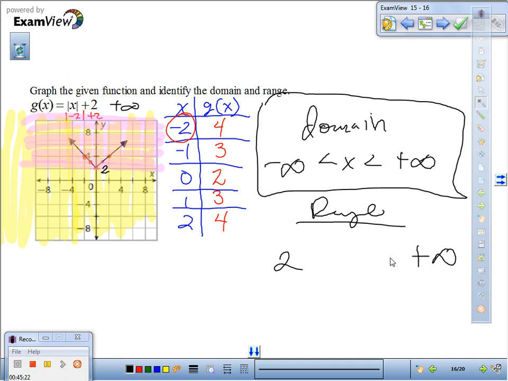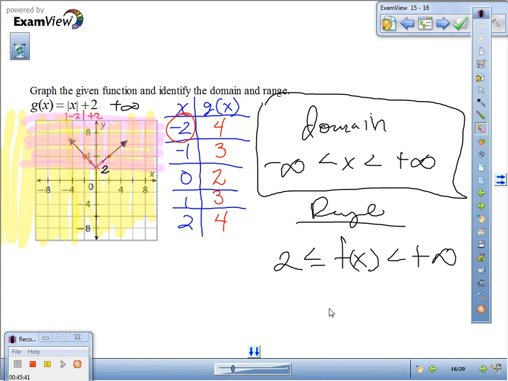All right, so what did we write? 2 less than or equal to f of x and less than positive infinity. Huh? Oh, my bad, it's g of x. Thank you, Manny. I did that to see if you guys are paying attention. There it is.